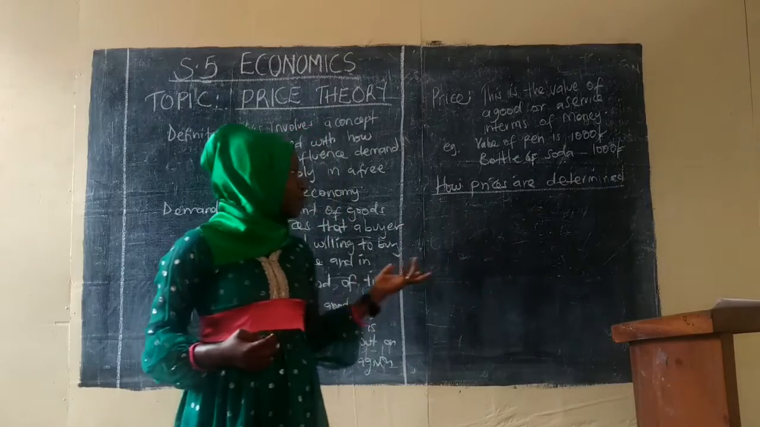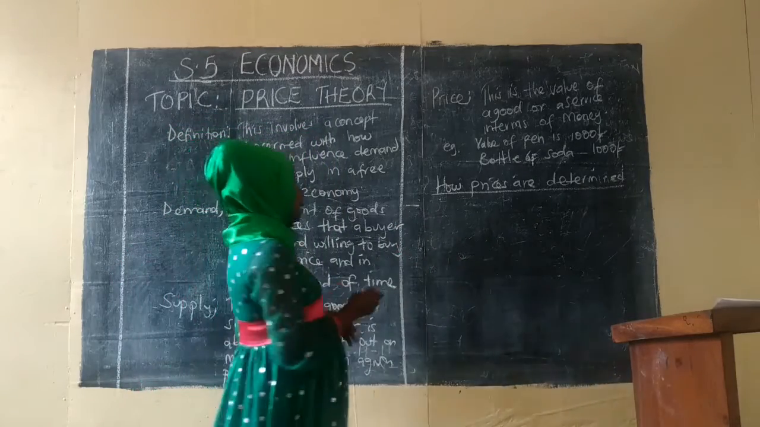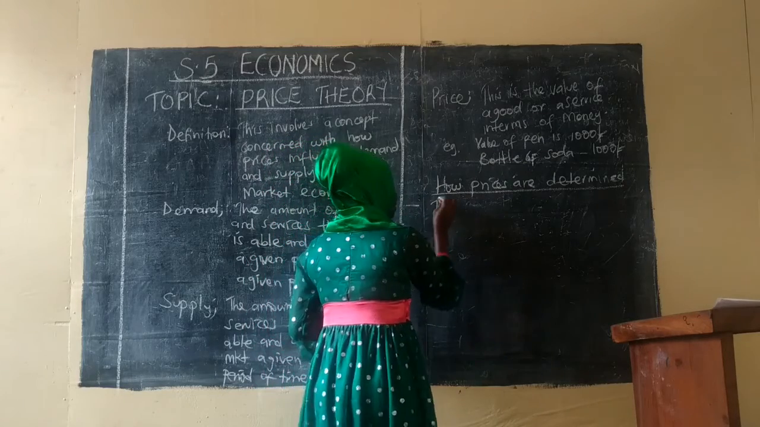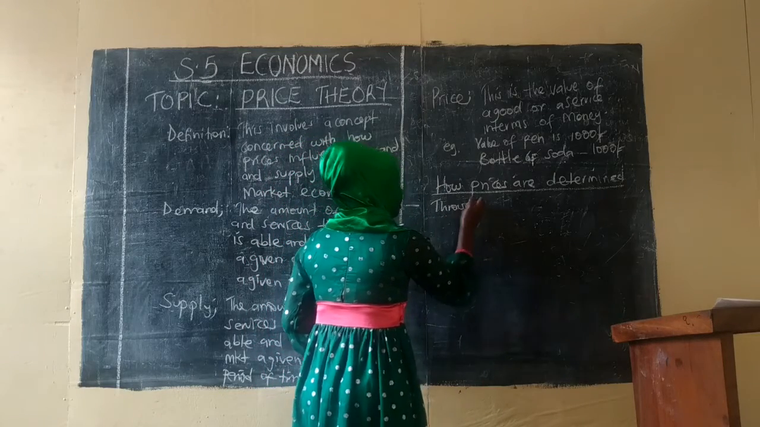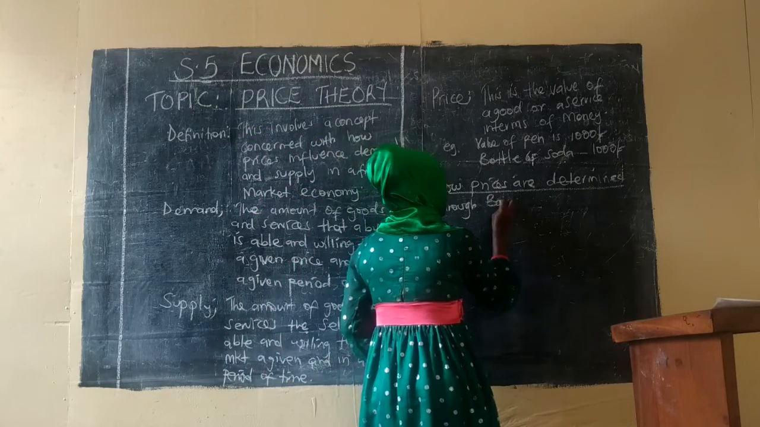How are they determined? So number one, on the determination of prices, we can say prices are determined through bargaining.